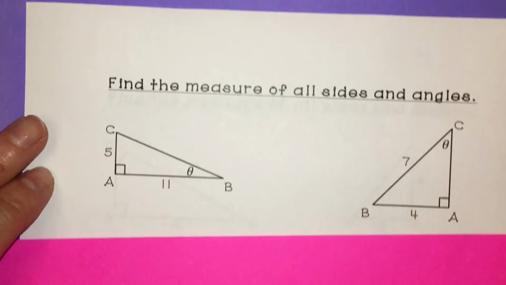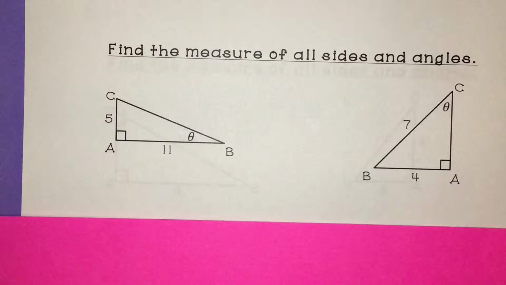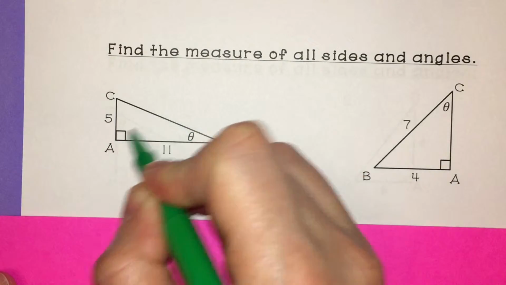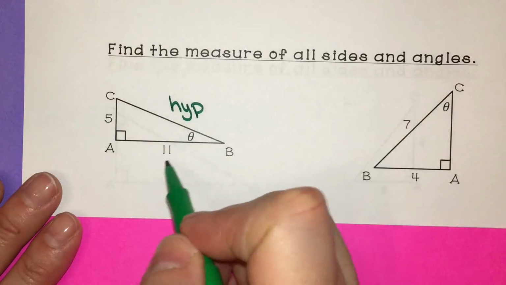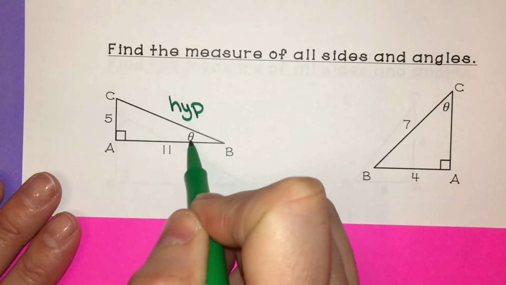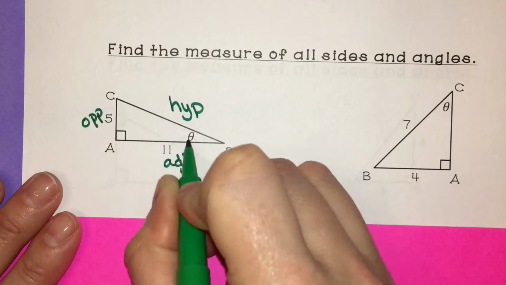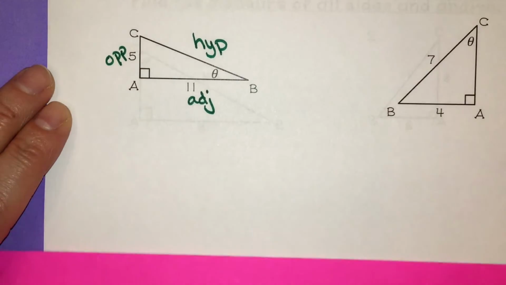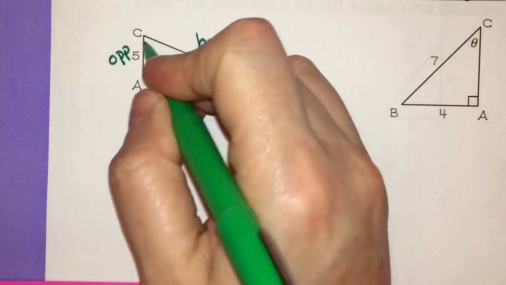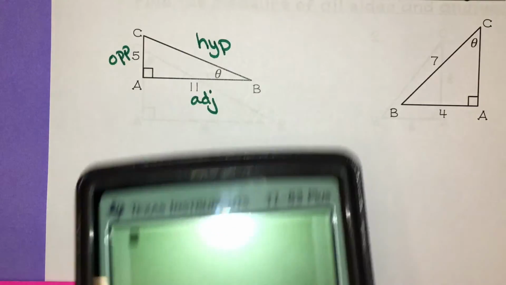All right, so this first one, we're going to find the measure of all sides and angles. So first thing I'm going to do is find out the hypotenuse. Hypotenuse is always the side opposite my 90-degree angle, and I'm just going to abbreviate it HYP. Okay. The side opposite angle theta is the opposite side. And the side adjacent to angle theta that's not the hypotenuse, well, that's my adjacent side. I suggest you write it out. It makes it a lot easier if you have everything written out. So I need to find the measurement of both angles that I'm missing, and I need to find the side length.